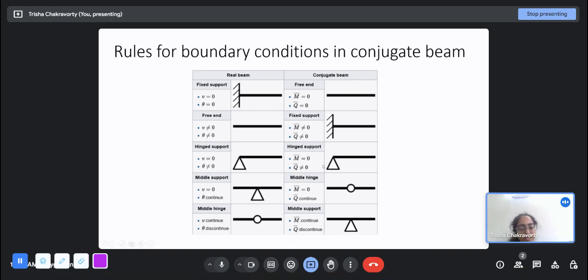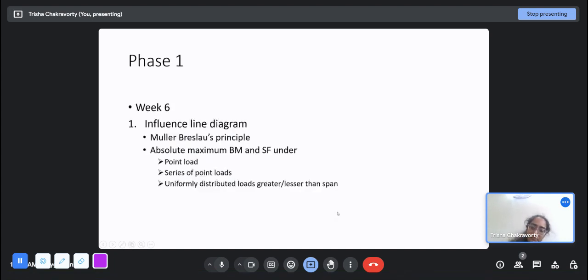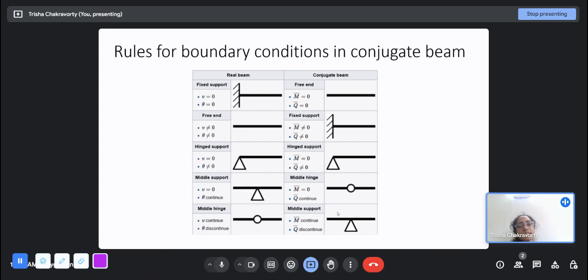So a hinge support at the end remains a hinge support. A middle support, also called a knife edge, becomes an internal hinge, and an internal hinge becomes a middle support. So this is how we get the conjugate beam. We get the loading and the boundary conditions on the conjugate beam, and we solve for the bending moment and shear force in the conjugate beam, which correspond to the displacement and slope in the real beam. That is what we want to find out. In a truss, we want to find the nodal displacements, and in a beam, at every point, we want to find the vertical displacement and the rotation or the slope.